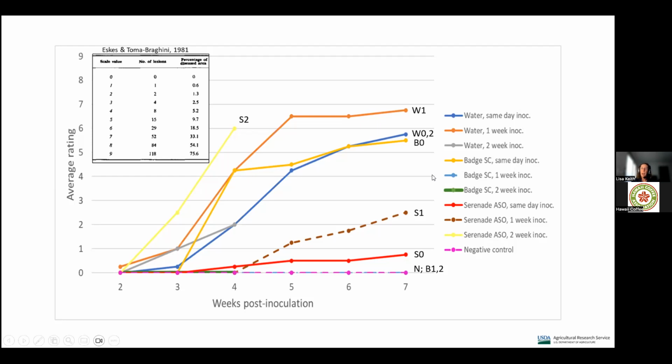I'm going to point out this badge. Well, this was interesting. We sprayed badge, then we inoculated, and what happened? These other ones show definite delays in symptom development, offering quite good protection up to that 2-week point. But right away on some plants, it was following more of a water control.